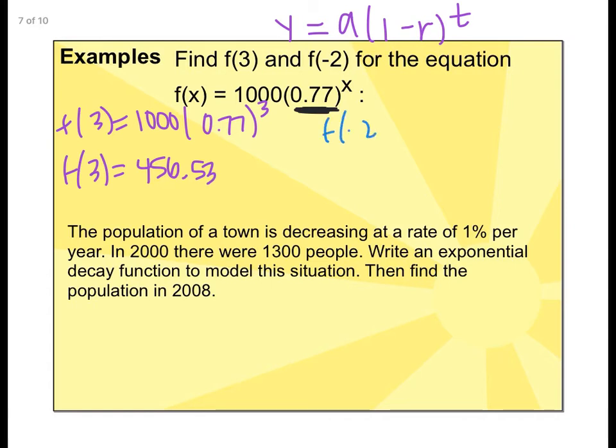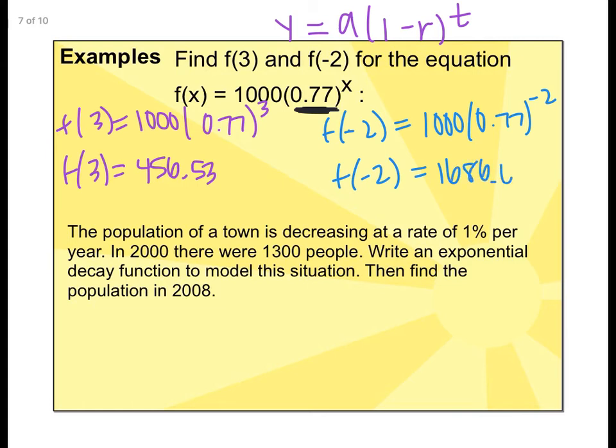Same thing for f of negative 2. Might be a good idea to pause the video and try this on your own. So I have 1,000 times 0.77 to the negative 2. Simplify that. I get f of negative 2 is 1,686.63. Notice it got bigger than our original amount of 1,000, but that's because we have a negative exponent.